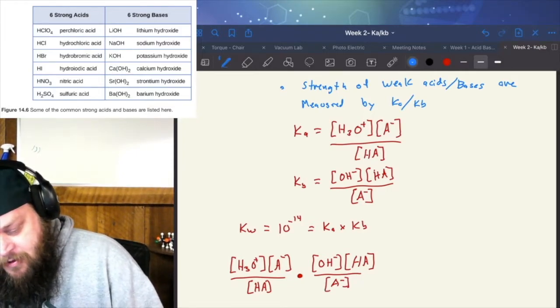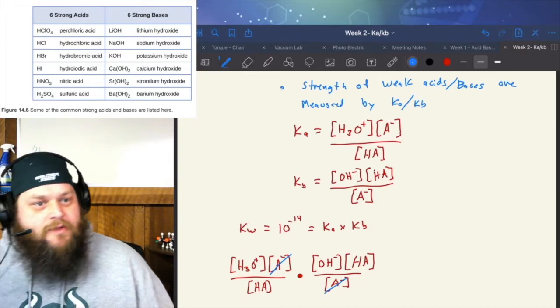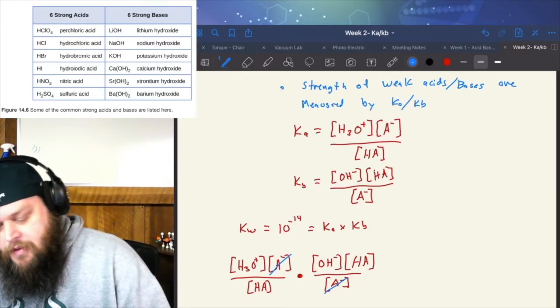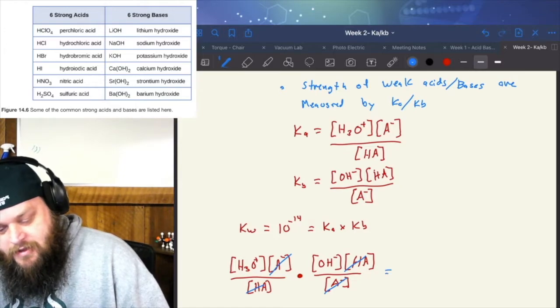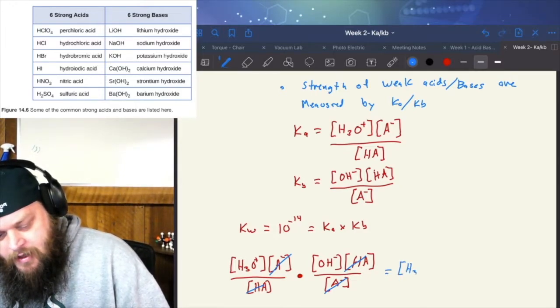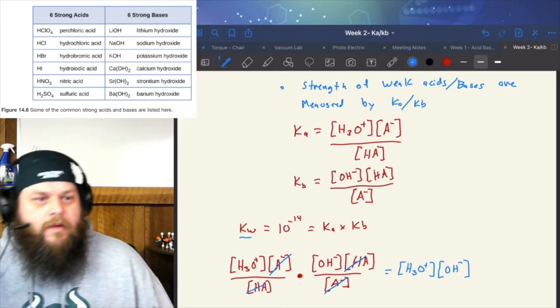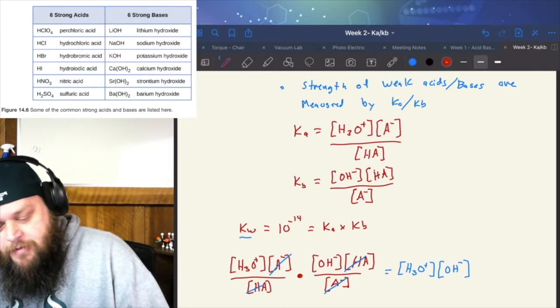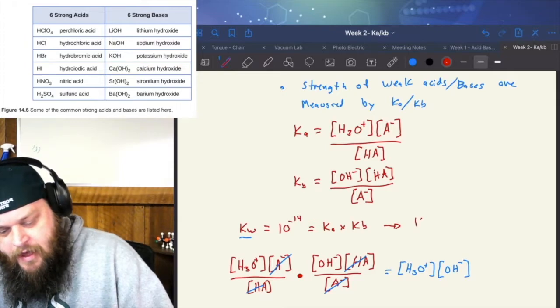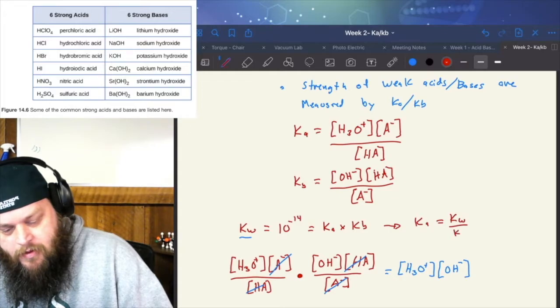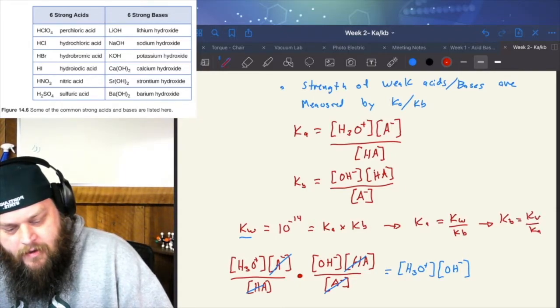Seems really complicated, but you can see that these A's are going to cancel out because we're doing multiplication. We have one on the top and one on the bottom. Same with these HA's. And this is just going to leave us with H3O plus times OH minus, which is the definition of Kw. And this is a useful relationship because we could find Ka if we know Kb, because Ka is going to equal Kw divided by Kb, and similarly Kb is going to equal Kw divided by Ka.